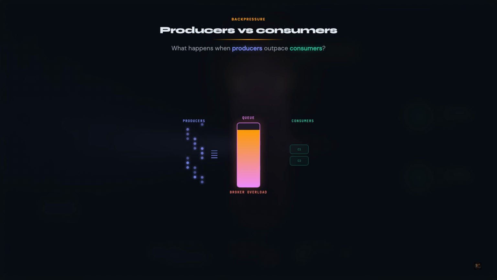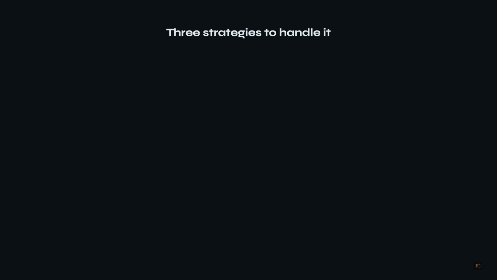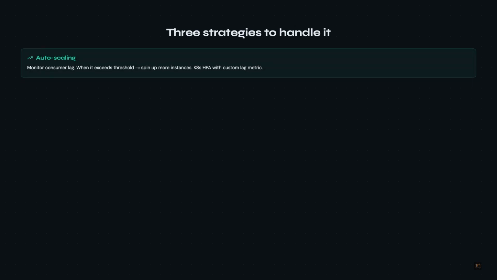Consumer auto-scaling. Monitor consumer lag, the gap between the latest message written and the latest message consumed. When lag exceeds a threshold, trigger horizontal scaling. Spin up more consumer instances.